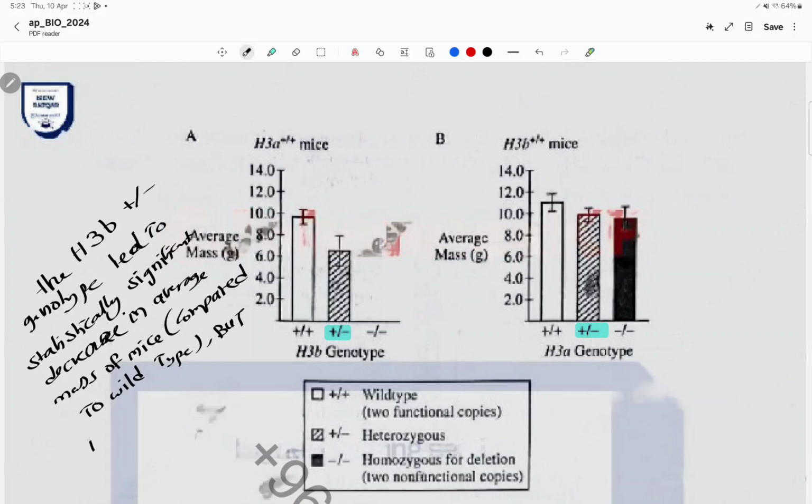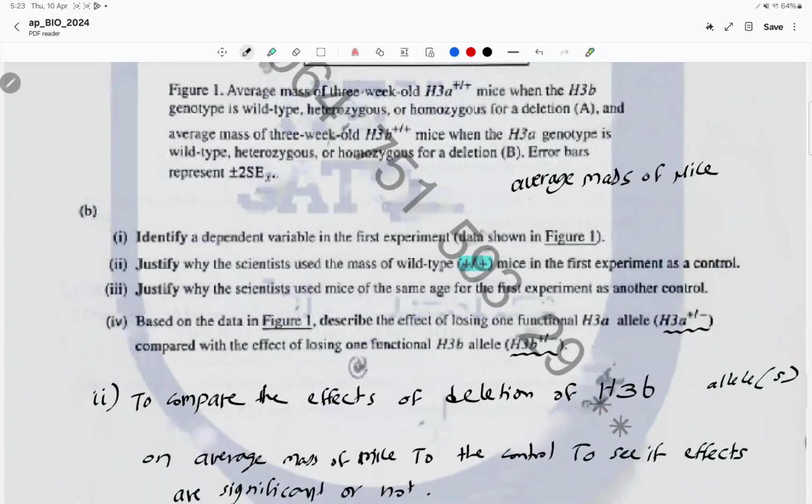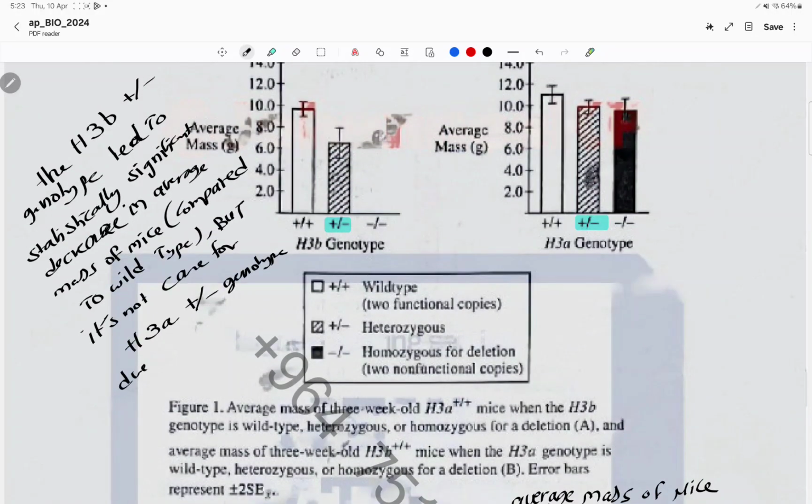But it's not the case for H3A plus minus genotype. Okay. They said just describe, due to error bar overlap with the wild type. Okay.